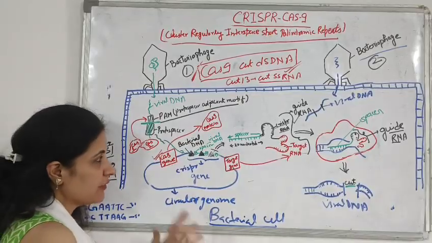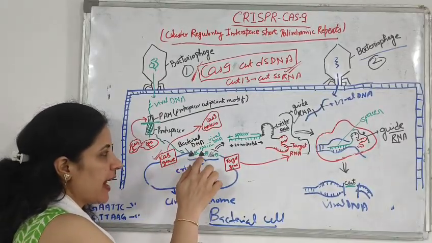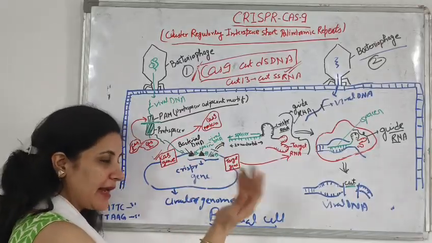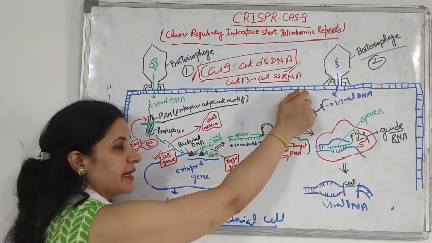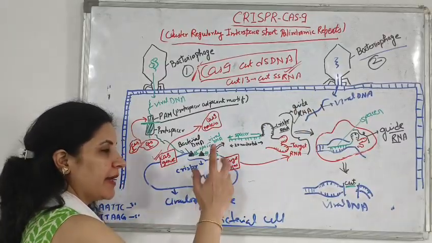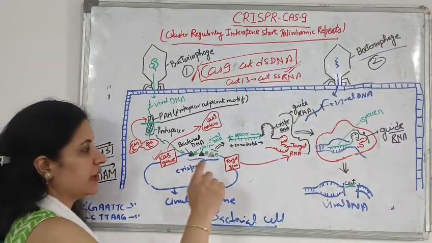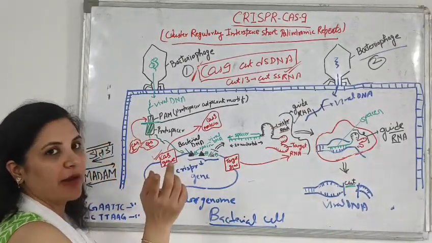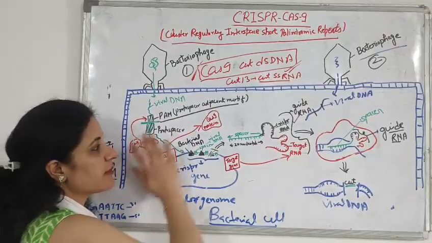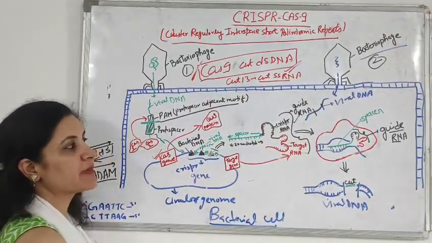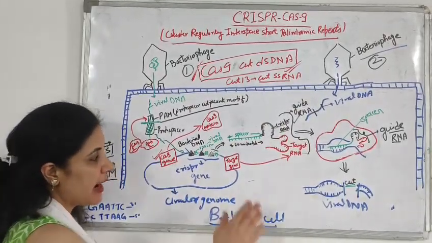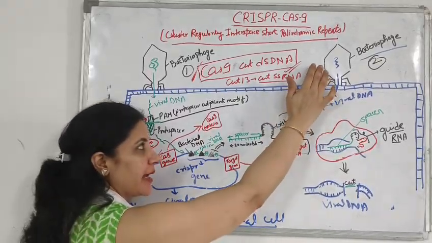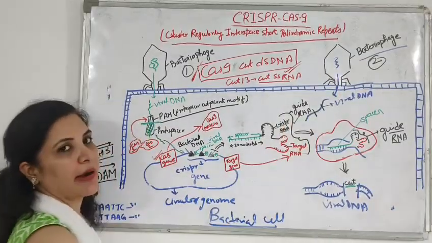What is the function of this protospacer? It will help the bacteria so that when the same bacteriophage enters the bacteria again and again next time, it will help the bacteria to cut the viral DNA, and it will protect the bacteria against the viruses. So this is the mechanism of how CRISPR acts inside the bacteria, and with the help of the CRISPR Cas9 protein, how bacteria protect themselves against the bacteriophage.